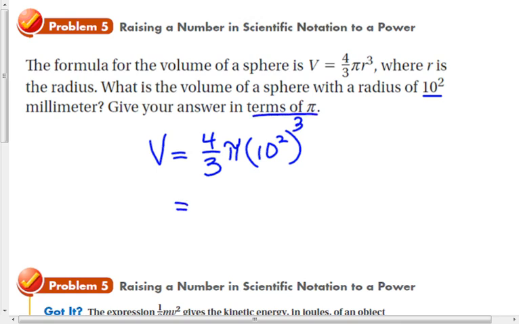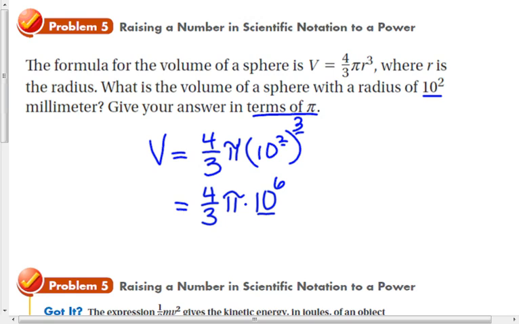When it says in terms of pi, that means we're not going to multiply by 3.14. We're just going to leave the number pi there. So we have to do 10 to the second, to the third power. That's a power to a power, so those would be multiplied. So it's times 10 to the 6th power. And we want to leave that in terms of pi. We can go ahead and write that as a standard number now. And that number is 1 million.